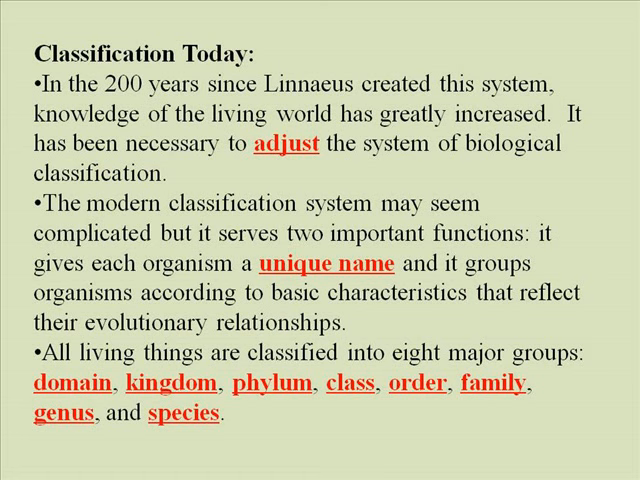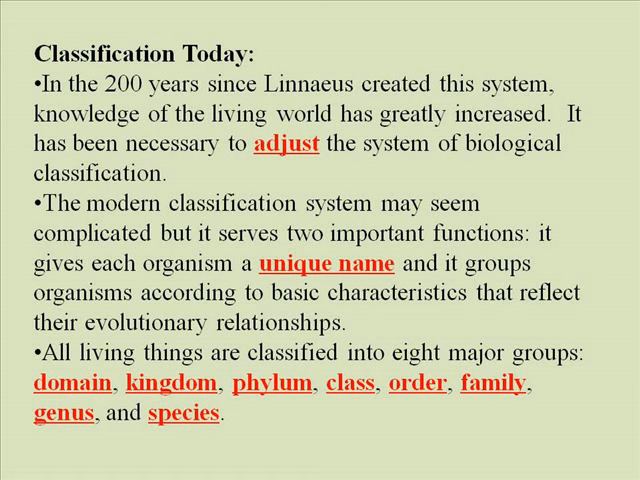Now, the modern classification system, it may seem kind of complicated to you with these weird names, but it's going to serve two important functions in science. First, it gives each species of organism a unique name, that no matter where you are in the world, that name is the same. And it groups organisms, more importantly, according to their characteristics, and it shows how they're related on the evolutionary tree.